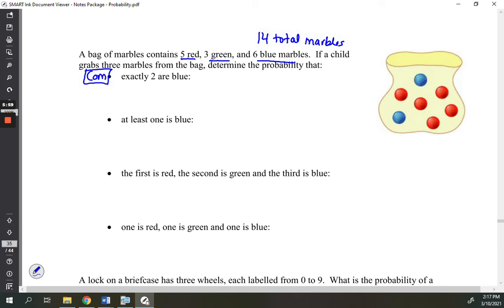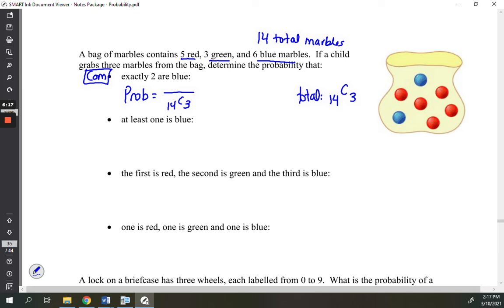Again, I'm going to think to myself, first let's do our total possible ways of grabbing the marble. So there's 14 total marbles. I'm choosing groups of 3 of them. So that's going to be my total.